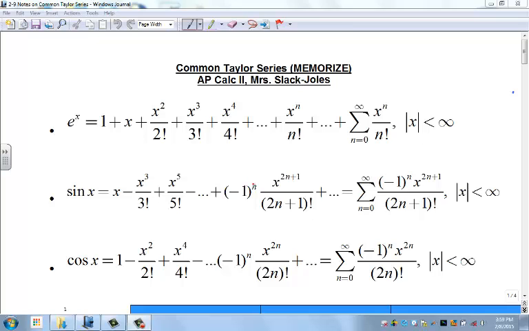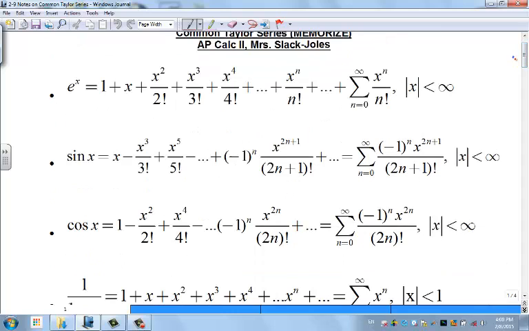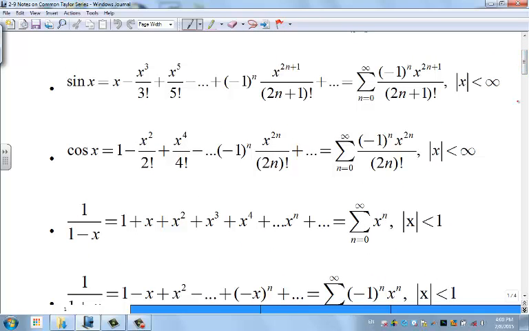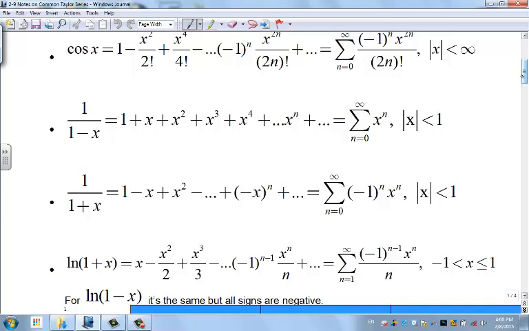So moving forward, these are the bunch of functions that we have. We've got one for e to the x, pretty simple to remember. Sine x starts with x, it's got an alternating sign, odd powers of x, the factorials match the powers, and then we've got the cosine, again alternating signs, starts with 1, even powers of x and the same factorials. And then I put one on there for 1 over 1 minus x, which is really simple. It's just basically powers of x. And then 1 over 1 plus x is alternating powers of x.